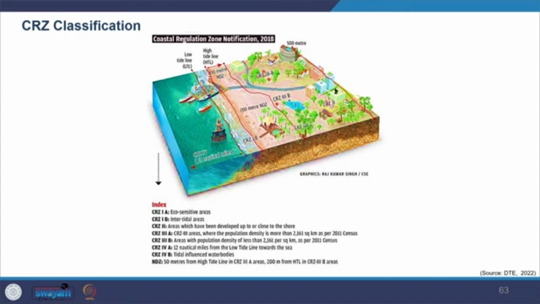So, likewise, you see CRZ4, which is also subdivided as A and B, and CRZ4 is the water area, and within that water area, the seabed area between low tide and up to 12 nautical miles on the seaward side constitutes 4A. Likewise, the water area and the bed area between low tide and the bank of the tidal influence water body is considered as 4B. So, that is for your understanding of how these areas are divided. So, that was about the CRZ Act.